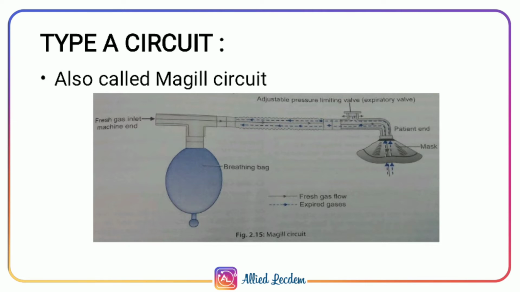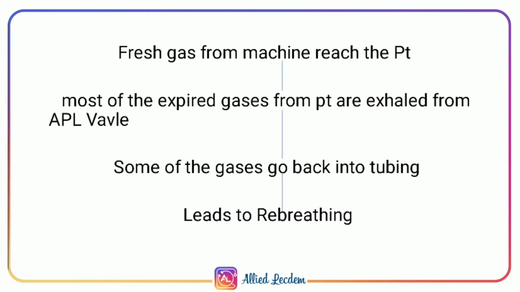If you look into the diagram, you can see that the APL valve is brought near the mask, and then there is a breathing bag and a fresh gas inlet, which is the machine end. So basically, what happens is that the fresh gases reach the patient from the machine, and the exhaled gases from the patient are exhaled from the APL valve. However, some of the gases still go back into the tubings, which leads to rebreathing of the same gas.